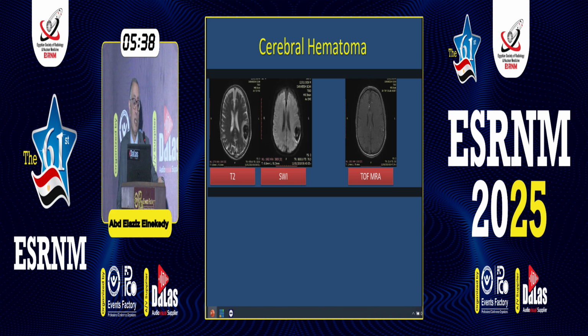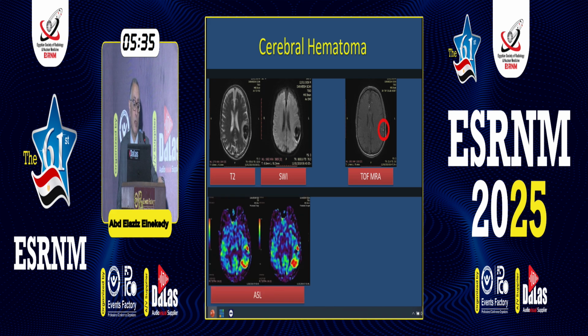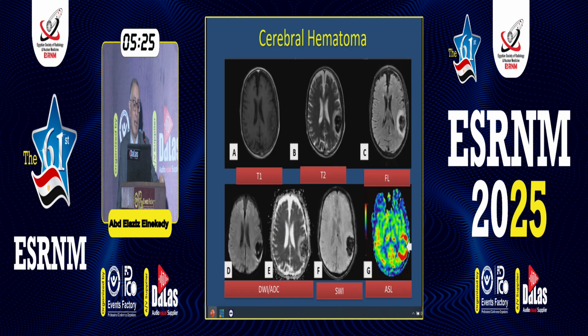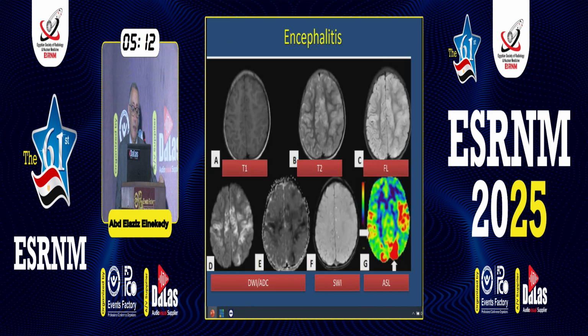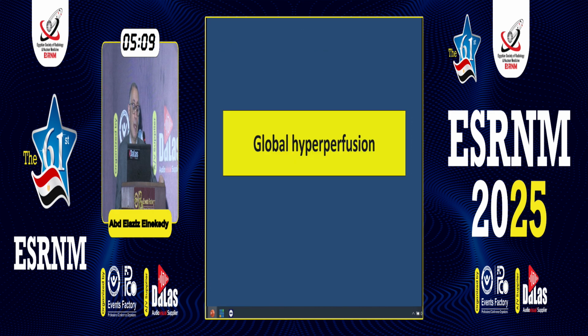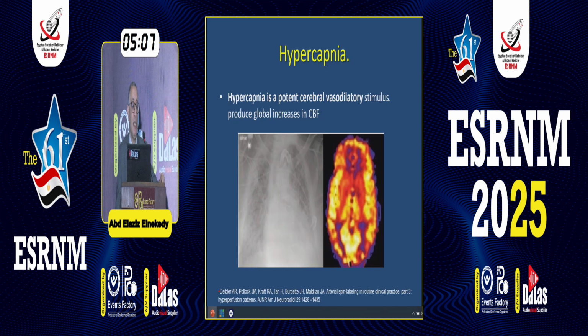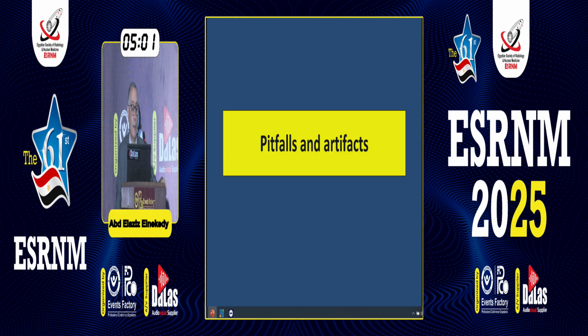In cerebral hematoma, we can see hyperperfusion surrounding the hematoma due to hyperemia. And as you see, there is a tiny peripheral aneurysm trapping the protons and showing enhancement. Another case of cerebral hematoma, and don't mistake this for a hematoma on top of a neoplastic lesion. In luxury perfusion, also we can see hyperperfusion in encephalitis. Global hyperperfusion is usually seen in cases of hypercapnia due to chest disease like this patient.